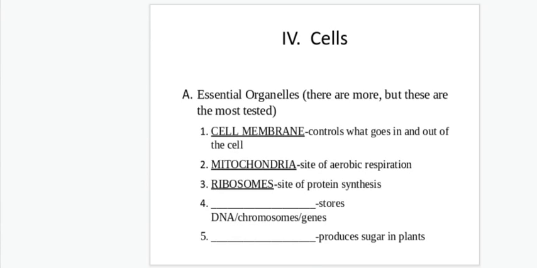Proteins are made at the ribosomes. Remember that the DNA was in the nucleus. It makes the mRNA, it leaves, it goes to the ribosomes, and the ribosomes are where the amino acids are put together in the correct sequence to make a protein.